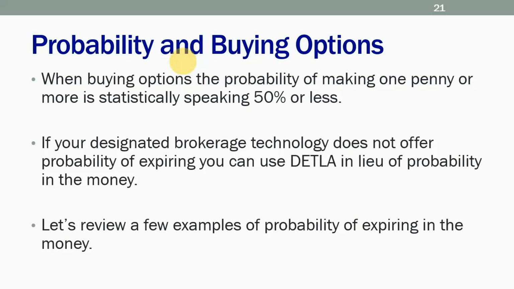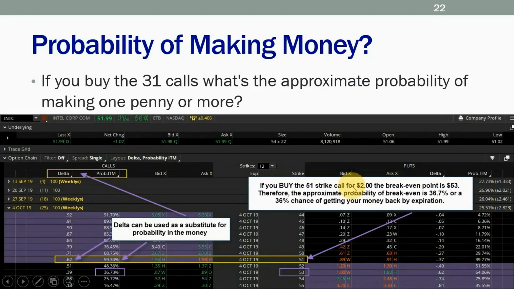Probability and buying options. When buying options, the probability of making 1 penny or more is, statistically speaking, 50% or less, right? So I'm going to show you just this in a moment. If your designated brokerage technology does not offer probability of expiring, you can actually use delta in lieu of probability in the money. We're going to review a few examples right now. So I just want to review briefly about probability of making money.